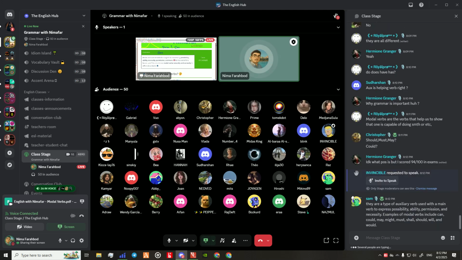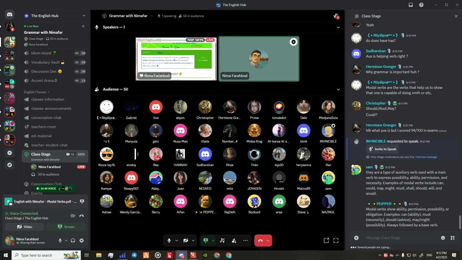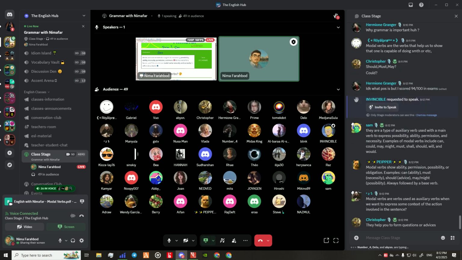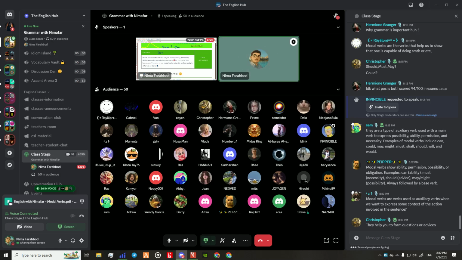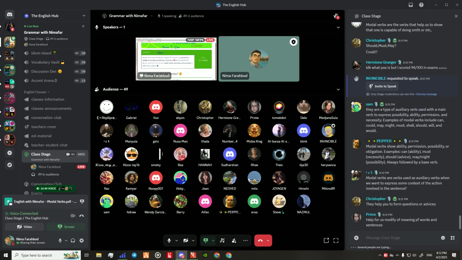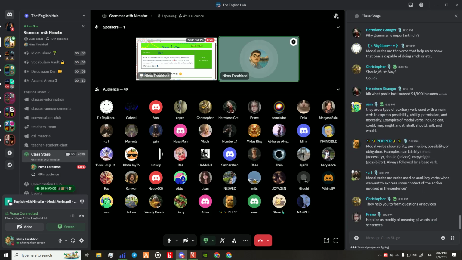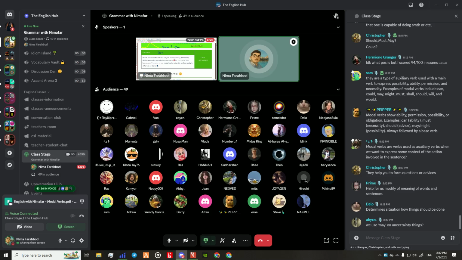Several people are typing. They are a type of auxiliary verb used with a main verb to express possibility. Examples include can, very good, yes. Ability, permission, possibility, or obligation. Nice. Always followed by a base verb. Nice. They are verbs used as auxiliary verbs when we want to express some context of the action. Nice. They help you to form questions or advices.